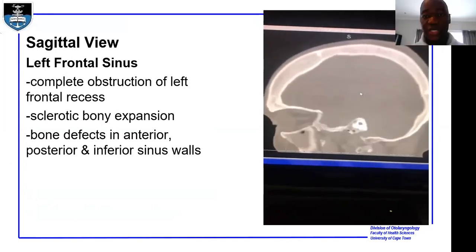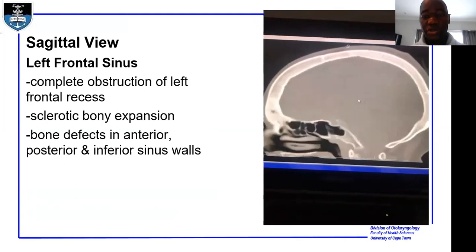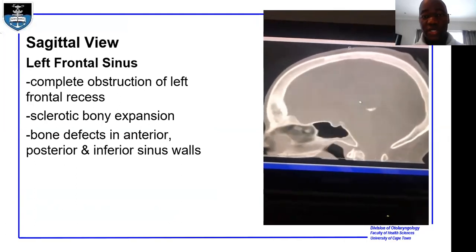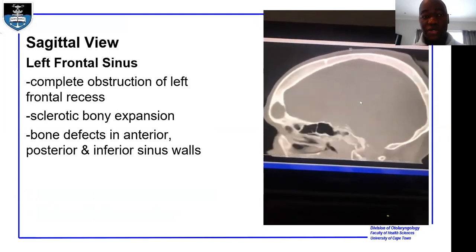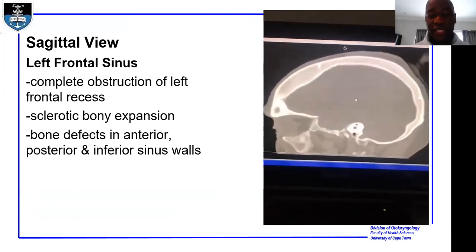So wait, we'll see the left frontal sinus coming into view with this sclerotic, there we go. And the complete obstruction of the left frontal recess.